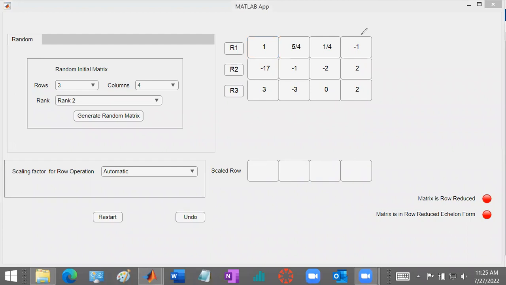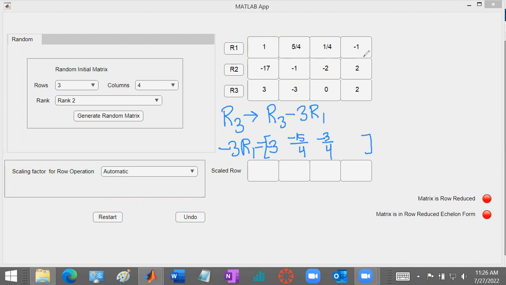Now what we want to do is deal with the 3 first. Take R3 and replace it with R3 minus... we're going to use this 1 to get rid of the 3, so we need 3 of them. We'll take this and multiply by 3. So let's calculate -3R1. What is that? That's going to be -3 here, and then -15/4, then -3/4, and then 3.